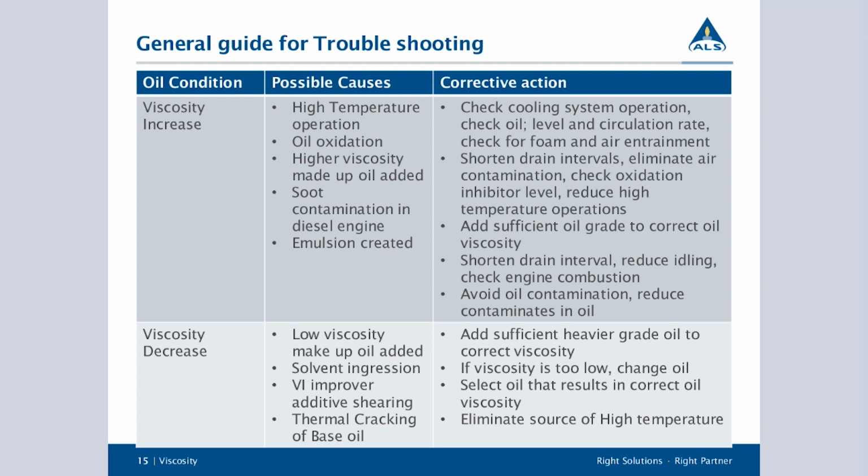You always want to check your oxidation inhibitor levels. If your oil does have them, you can check those by checking, one, your oxidation level, or two, running an ICP to see if those inhibitors are still in place, and then reducing high temperature operations. So if your equipment is, let's refer back to my car, if my car is outside, if I move it into the garage, I can reduce my temperature. It's not always that easy, but sometimes it is. You want to make sure that you've added sufficient oil grade to the correct oil viscosity. Once again, you'll see shortened drain intervals in there as well. Reduce idling, check engine for contamination.